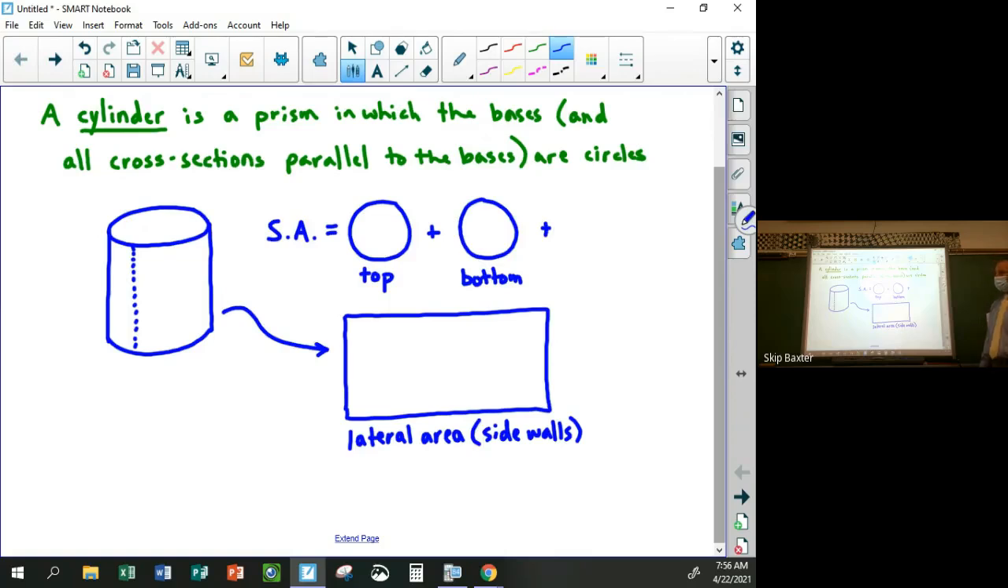Okay? So obviously if I give the cylinder some dimensions, like let's say this is R, radius of the base, and let's say this is H, the height of the cylinder. The circles are easy to calculate their area, it's just pi r squared. So this is pi r squared. This is also pi r squared.